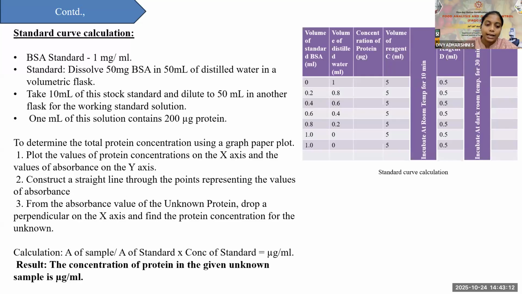First we collect 50 mg of BSA and put it in a volumetric flask, which makes 50 ml at the end. From that 50 ml, we take 10 ml of this stock standard solution and dilute it to 50 ml in another flask for the working standard. The diluted sample from the 50 ml of BSA will be called the working standard solution. This represents 1 ml of solution containing 200 mg of protein. It is a standard procedure.